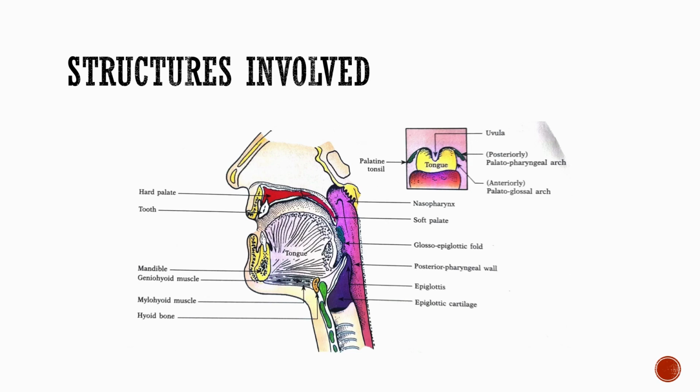The structures involved in this are, first of all, our mouth. And the mouth has so many things: the mandible, maxilla, hard palate, teeth, tongue, mylohyoid muscles, hyoid bone, glossoepiglottic fold, soft palate, nasopharynx, posterior pharyngeal wall, uvula, palatine tonsils, palatopharyngeal arch, palatoglossal arch, epiglottis, epiglottic cartilage, esophagus, and many more things are involved.